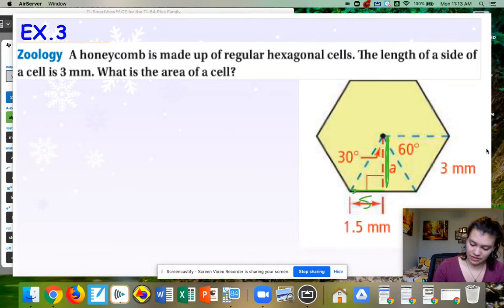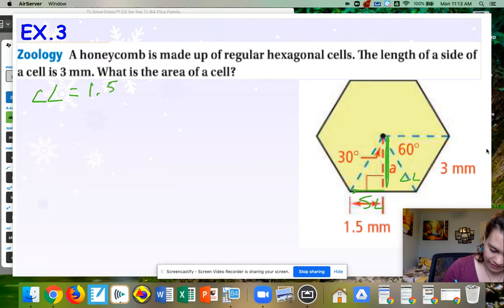So this is our short leg. This is the long leg. So we want to find the long leg. That's going to be 1.5 times square root of 3. If you type this in, you'll then get 2.59 millimeters. So our number of sides, we have 1, 2, 3, 4, 5, 6.